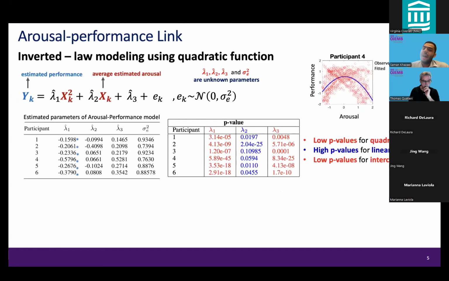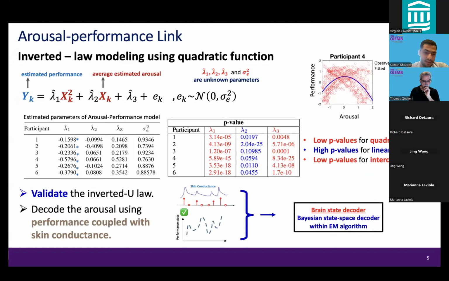Now that we have the arousal and performance data points, we wanted to see what the actual link between arousal and performance is. We also wanted to investigate the feasibility of the inverted U within the data points. So we use a quadratic function to model the inverted U. What we saw was a decent alignment between the observed data points and the fitted model, which inspired us to use the performance, coupled with the skin conductance signal, as the observation to decode the underlying arousal.